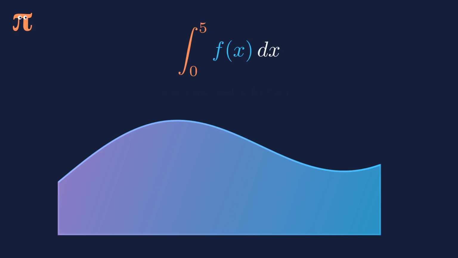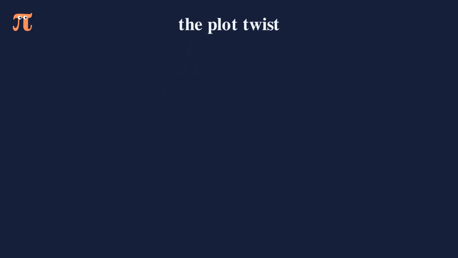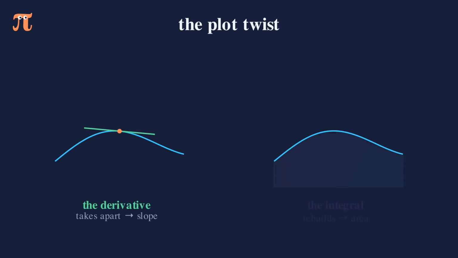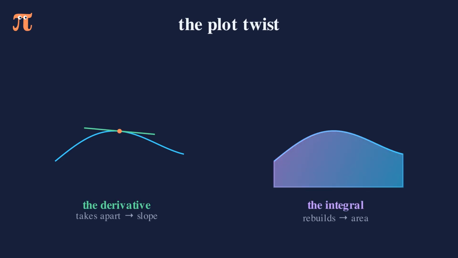That's the integral, not a formula to memorize. A sum of infinitely many pieces, so fine that nothing is left out. And now the part that stopped mathematicians cold. Remember the derivative? Zooming in to find a slope? Finding area seems like a totally different problem. Opposite even. But they are opposite in the exact way that undoes each other.